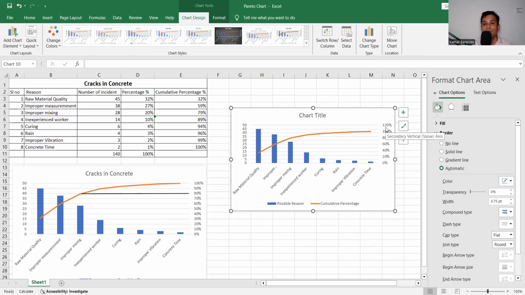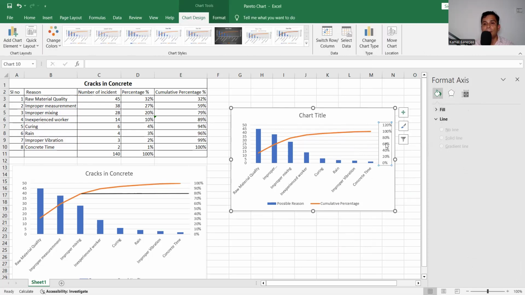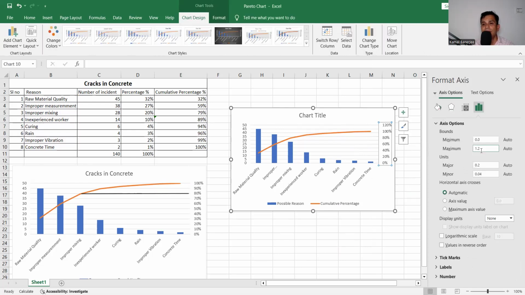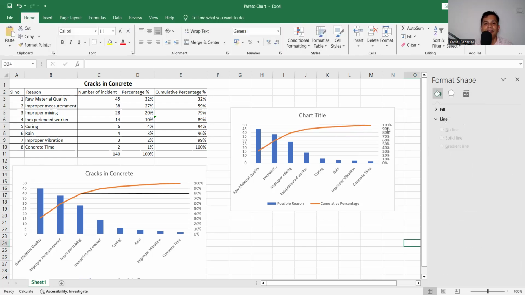Now here we need to change. See, here is 0, 20, 49, because these two units are not different. So that is why you need to change. Here it is saying 120%, but the maximum we have is 100%. Here we need to change it to 1. Okay. Now it is coming to 100%. So here it is the number of incident, and here the chart type is the cumulative percentage.